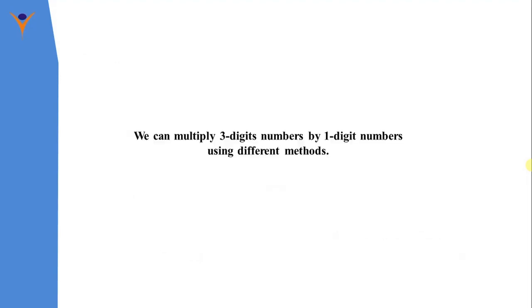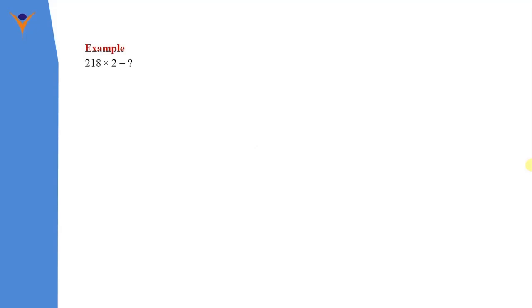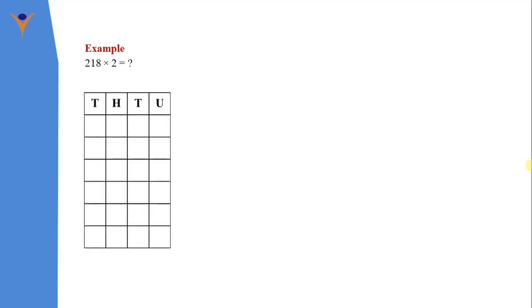All good. Yeah, it says here we can multiply 3-digit numbers by 1-digit numbers using different methods. So just the way we saw it under 2-digit and 1-digit numbers, let's look at 3-digit and 1-digit numbers. Our first example says 218 times 2. Our first method we're going to use in this video is this table. Now this table is labeled 1000, 100, tens, and ones or units.